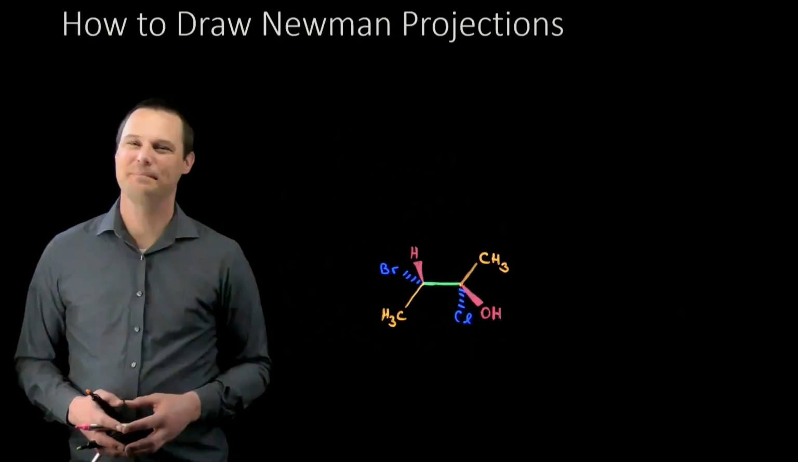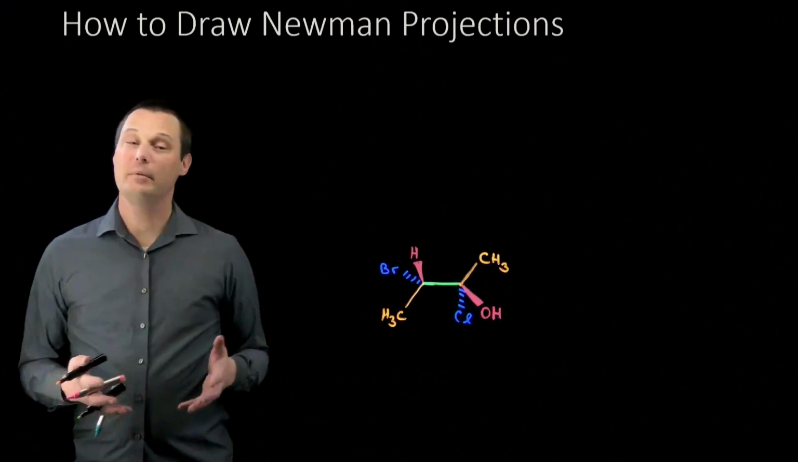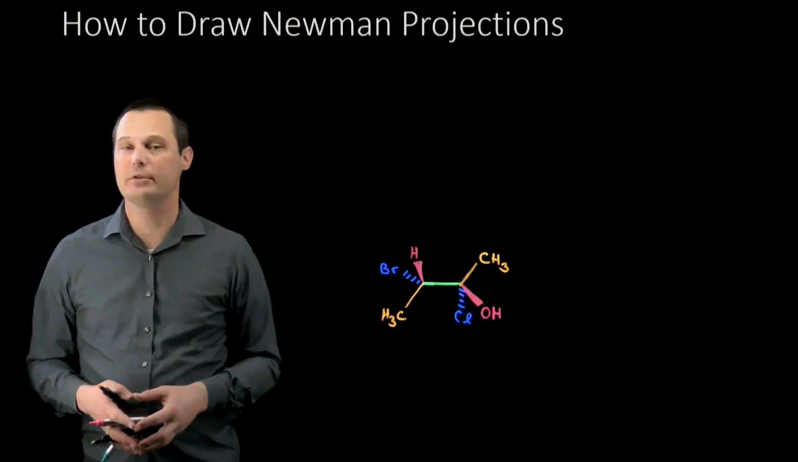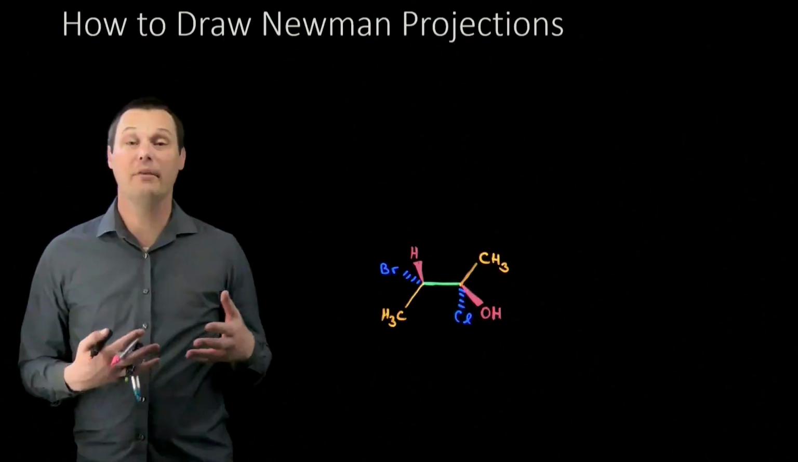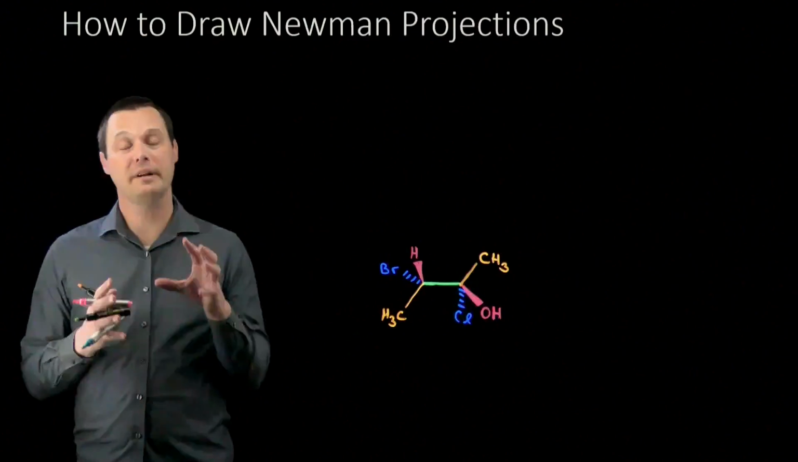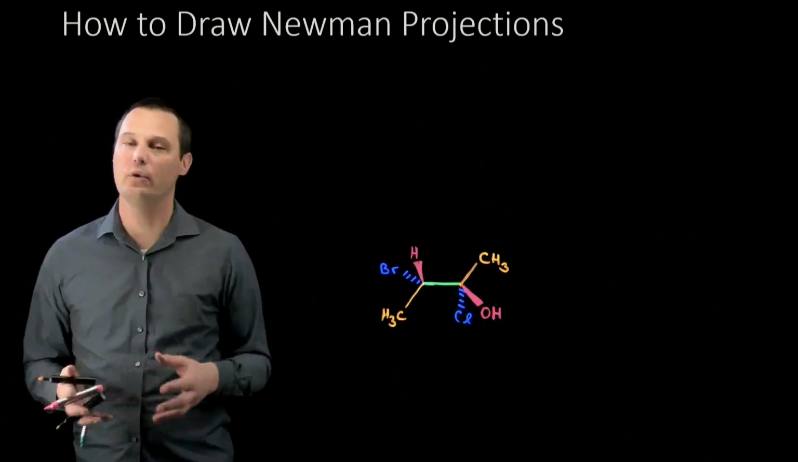Hey there, OChemNinjas. In this video, we're going to learn how to turn line angle structures into Newman projections. Being able to take a molecule and look at it from different perspectives is a very important skill in organic chemistry. Viewing a molecule from a different perspective often gives us new information about the molecule, and sometimes reactions only work when a molecule is in a very specific orientation, and changing our perspective can show us whether or not that molecule fits that orientation.